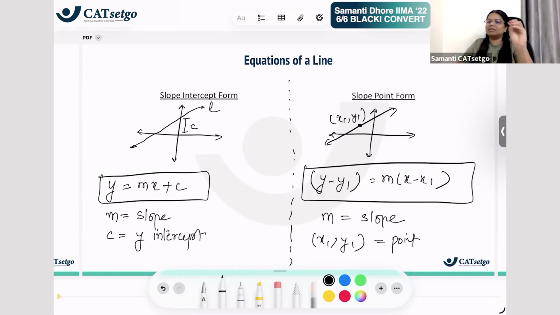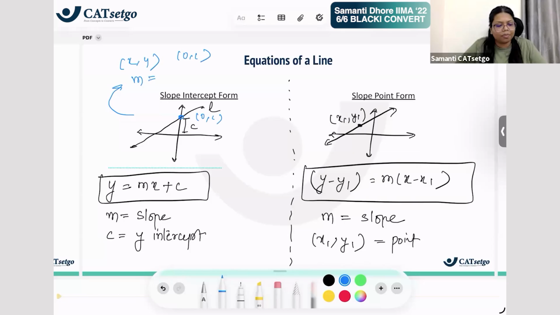Now x and y is some random point on the line. That point we don't know, and that is why we are finding the equation of the line. Any combination of x comma y that satisfies the equation will be a point that lies on that line. So one point is x comma y, and another point is where x is 0 and y is c, so the other point is 0 comma c.